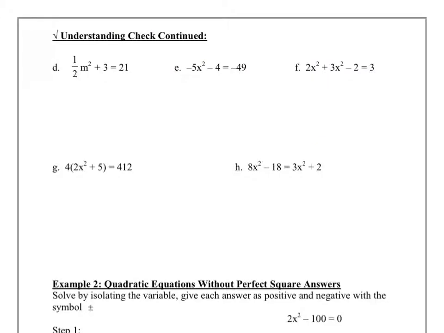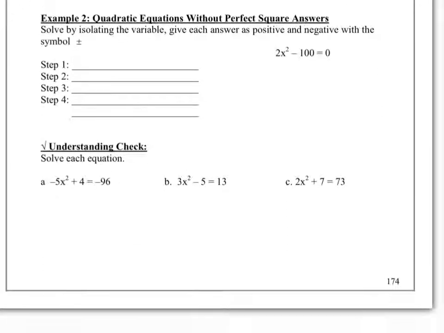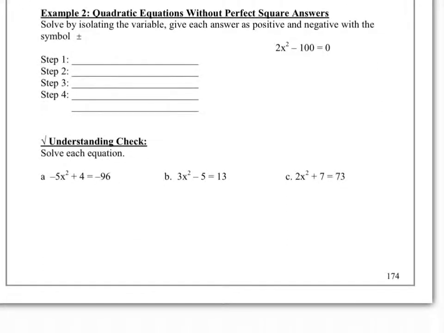Okay, so here for parts D through H, we're going to work on these in class, and then we'll check over them in class. So I'm going to move down to example number 2. Okay, so let's try solving a couple that are not perfect squares. So we're going to do the same idea.